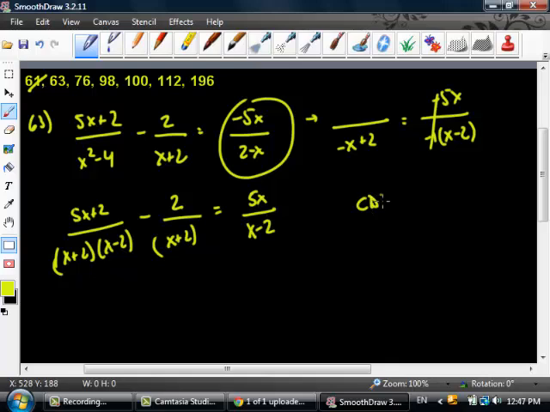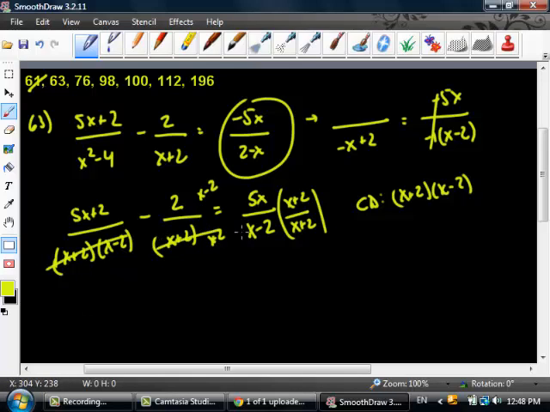Now my common denominator is simple. It's (x + 2)(x − 2). So I'm going to multiply the right side by x + 2. Multiply the middle by x − 2. So what I end up with is all this garbage is going to go away. And I get (5x + 2) − 2(x − 2) = 5x(x + 2).